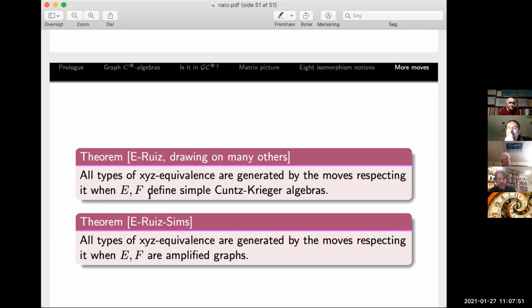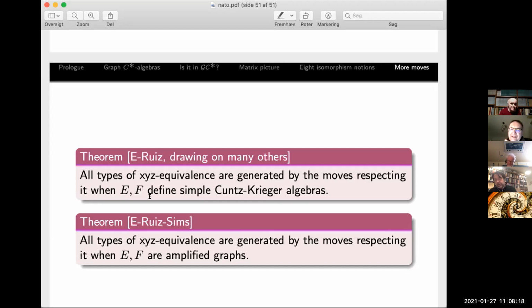So the systematic knowledge we have about this is sort of limited. And what we know comes from symbolic dynamics, in the sense that there's some fundamental work by Boyle that says that various isomorphisms on the Bowen-Franks invariant can be realized as moves, and you can somehow transfer that to C-star algebras.